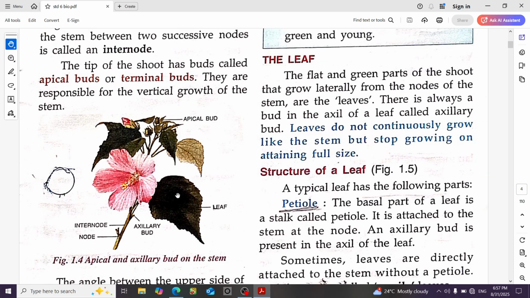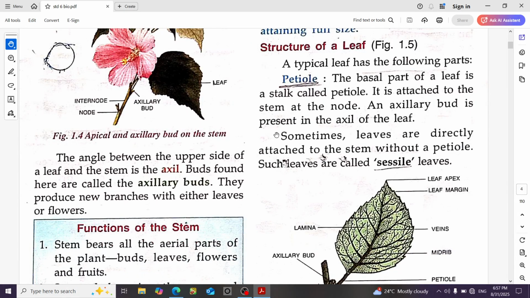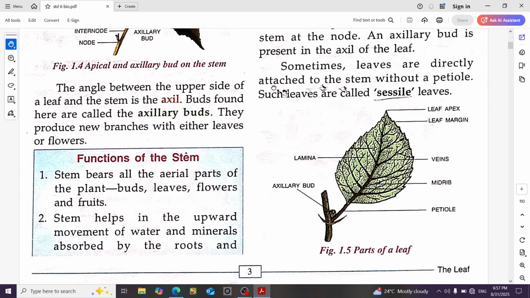The tip of the shoot has a bud called an apical bud. Tip means this part, or terminal bud. They are responsible for the growth of the stem. The angle between the upper side of the leaf and the stem is the axil. Buds found here are axillary buds. They produce new branches with either leaves or flowers.